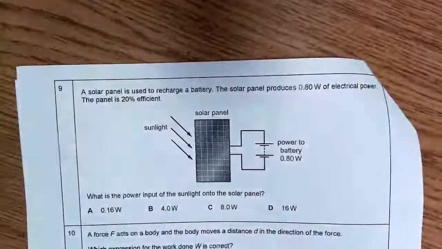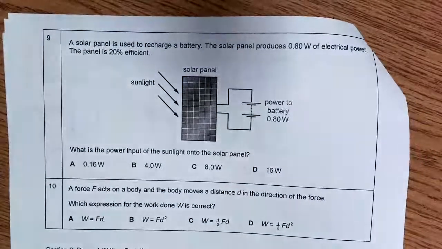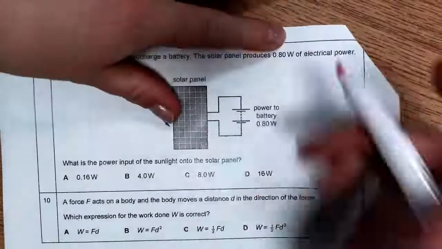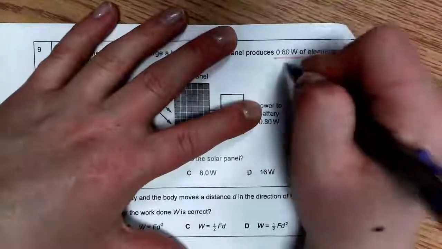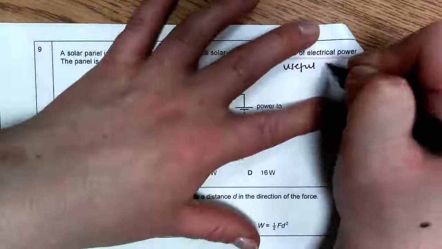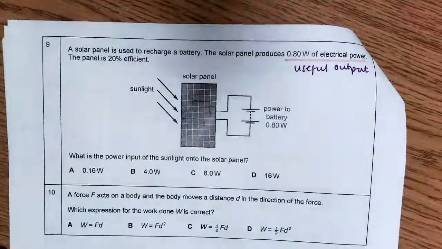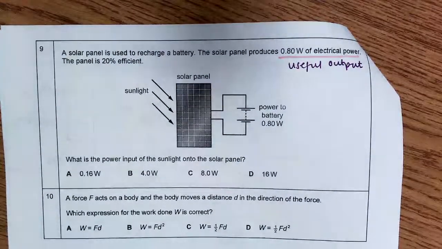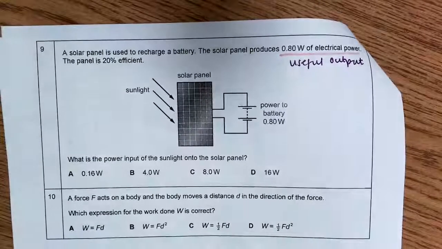So, number 9 then. A solar panel is used to recharge a battery. The solar panel produces 0.8 watts of electrical power. So we want electrical power, so therefore this value here is the useful output. And it helps if you label this to yourself so that you don't make a mistake with the numbers. Okay, the panel is 20% efficient. What is the power input of the sunlight onto the solar panel?